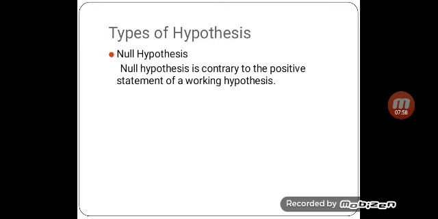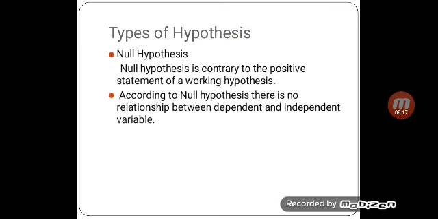There are two types of hypothesis. One is the null hypothesis and another one is the alternative hypothesis. Let us know what the null hypothesis is. The null hypothesis is contrary to the positive statement of a working hypothesis. Contrary to the positive statement means it is opposite to the alternative hypothesis.